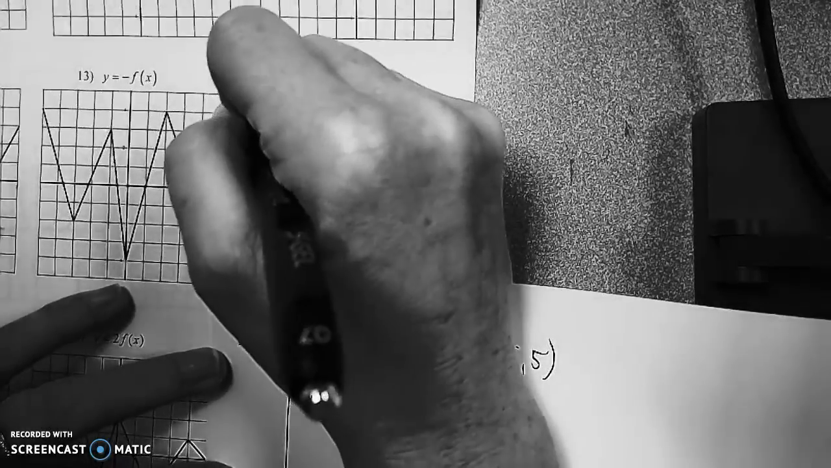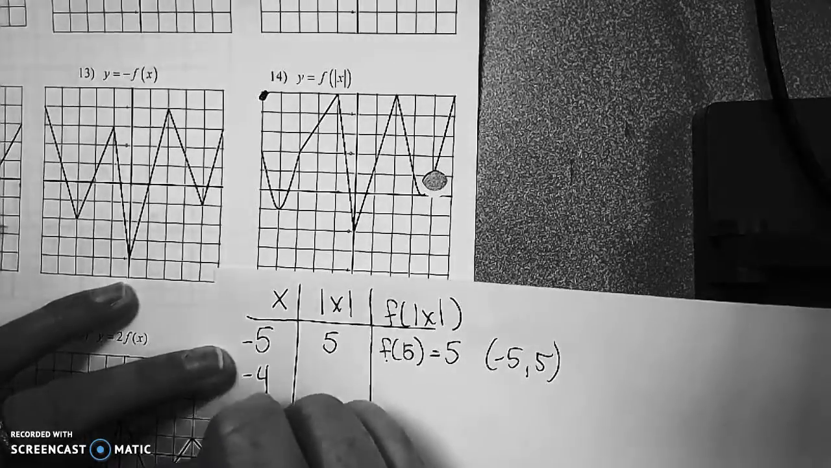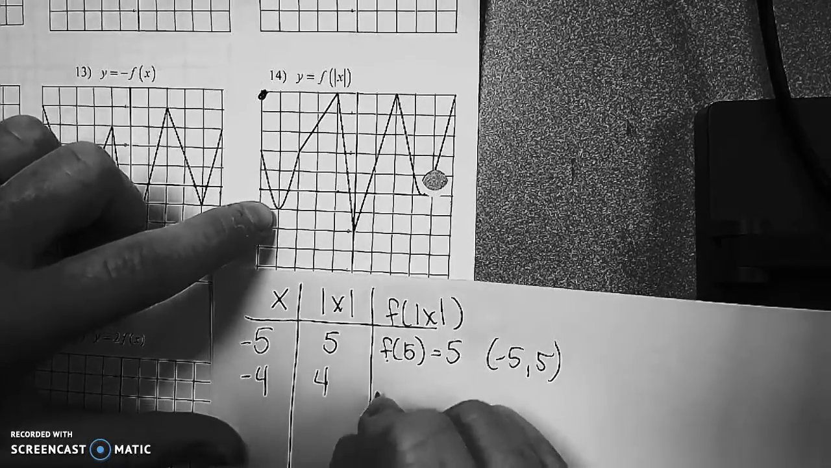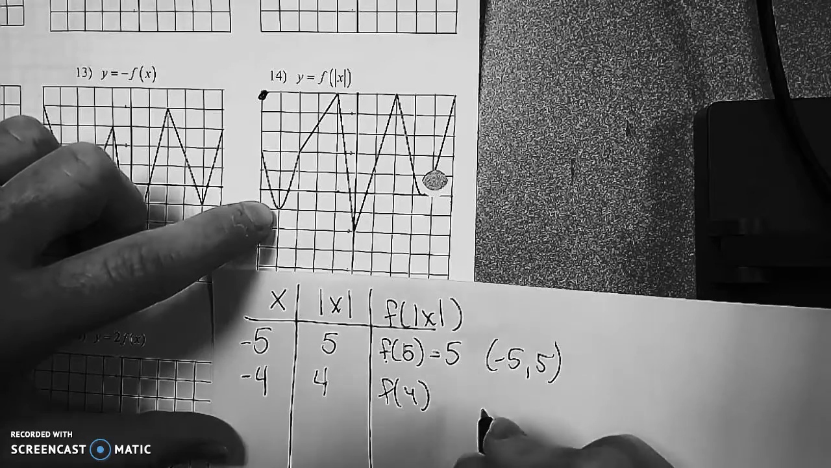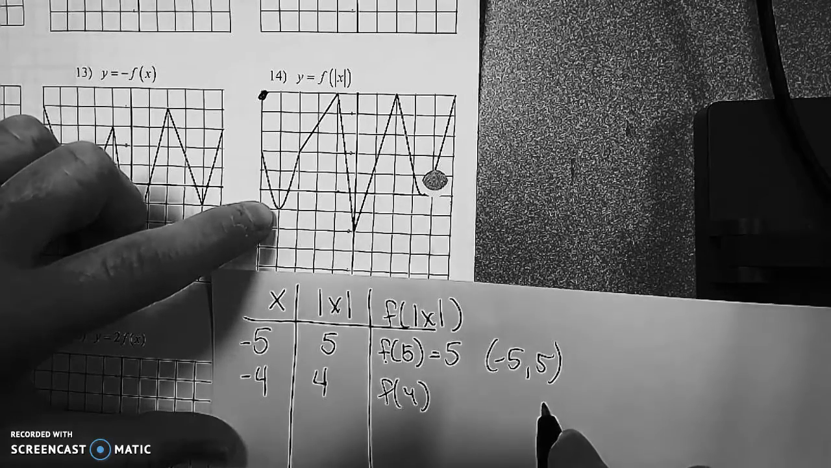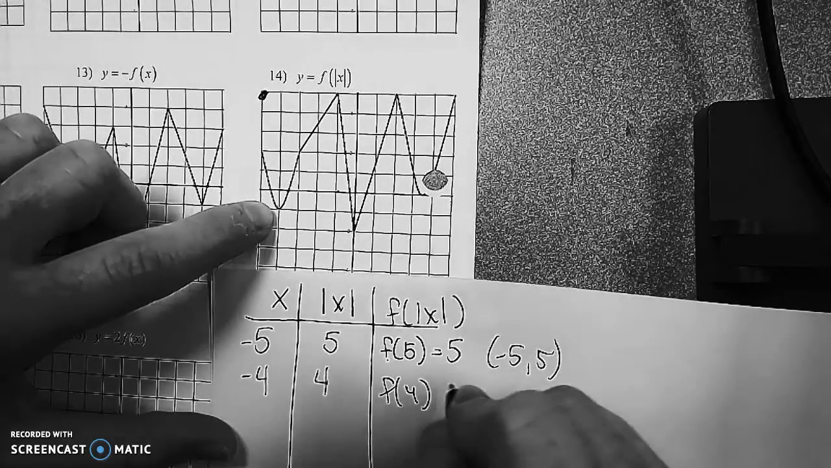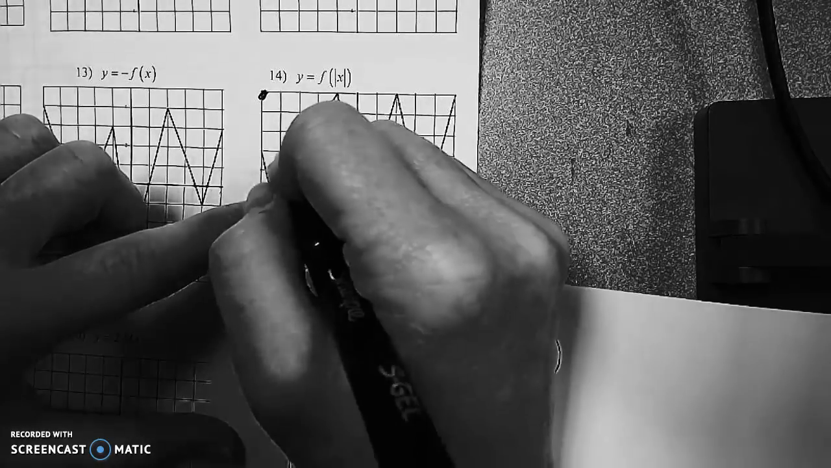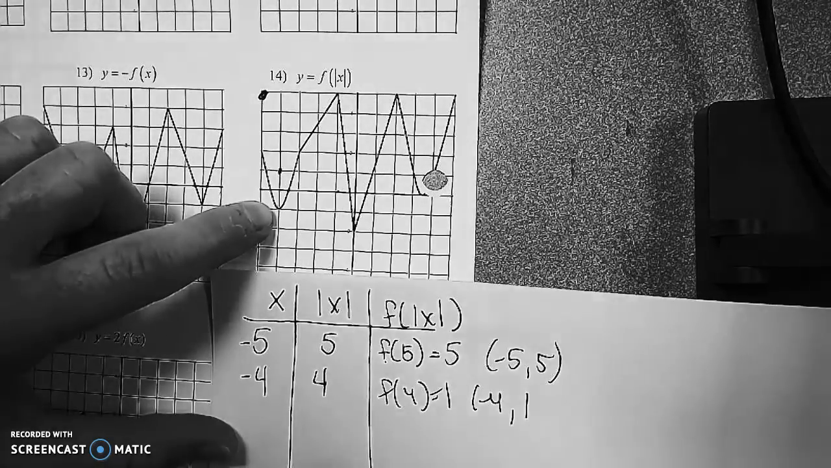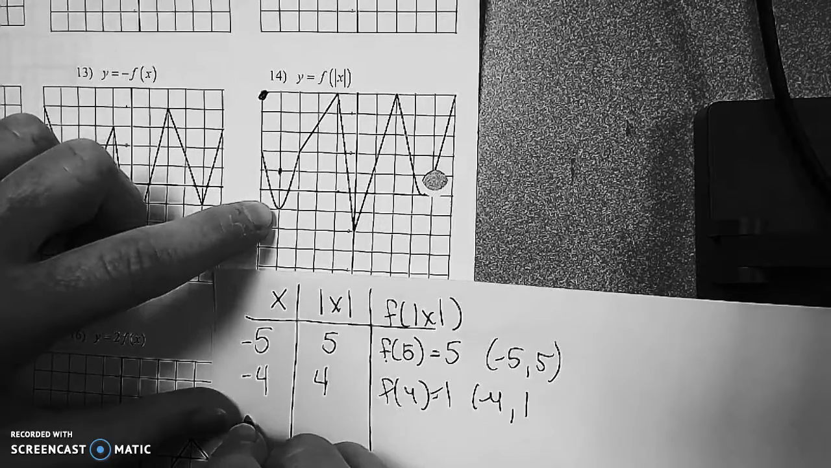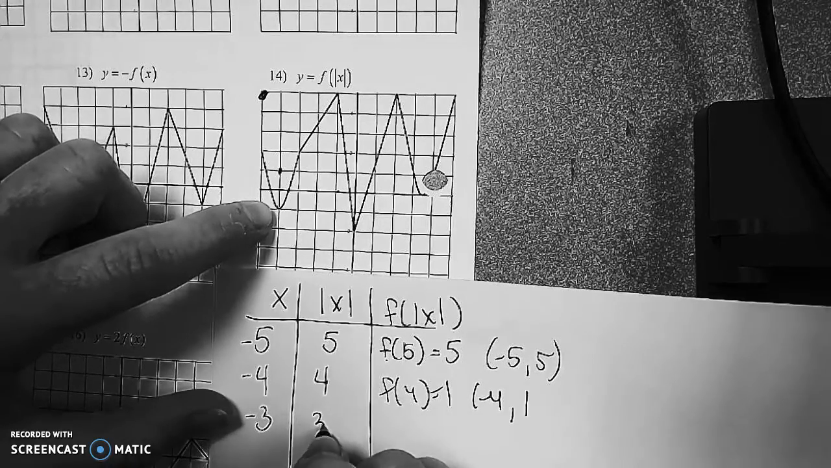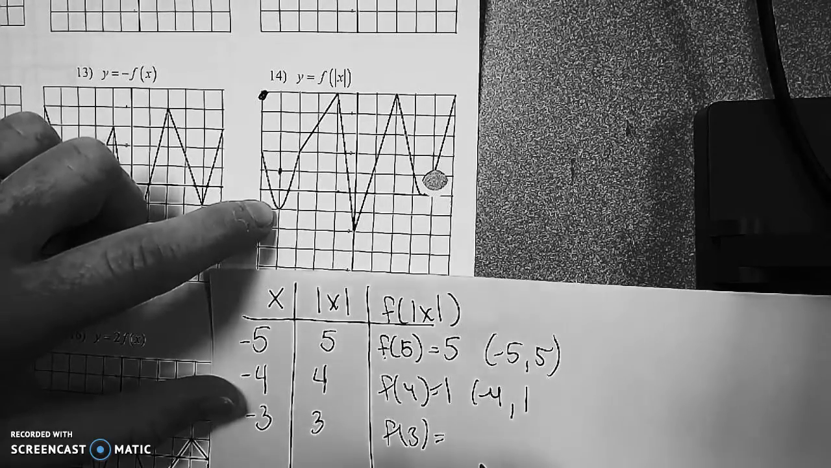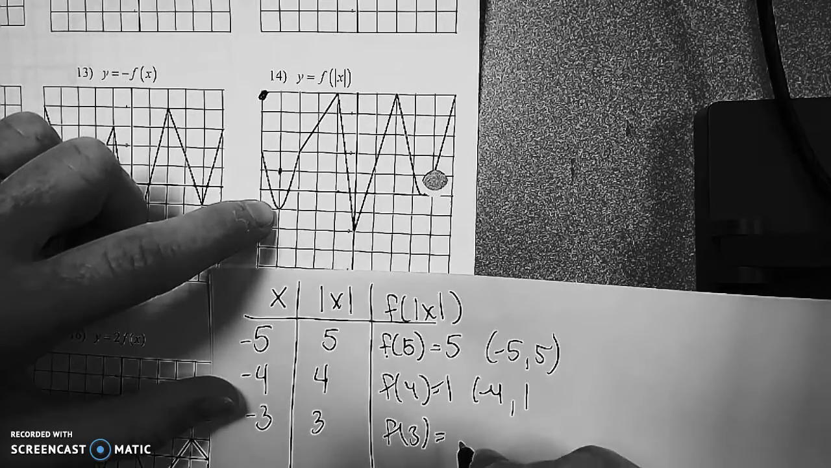So here, let's do -4. It's on my graph. The absolute value of -4 is +4, so then I'm finding f of 4. And f of 4 has a lovely hole punch through it on my paper, but I believe it's 1. So that gives us the point -4, 1. If I plug in -3, the absolute value of -3 is 3. And so f of 3, if I look at my graph, I can see at 3, we get 1.